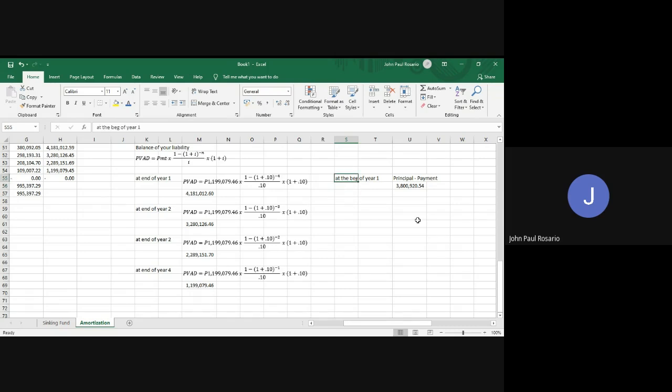So, kung si period 2 na dayon, the formula is principal, I believe, balance at prior year end, or ending balance of prior period, and then you less your payment.